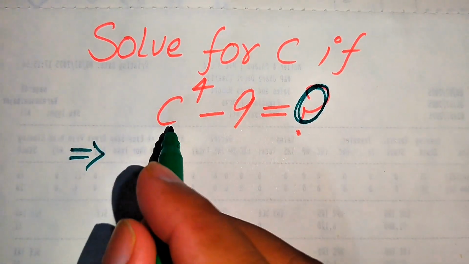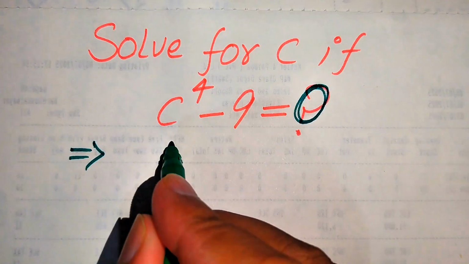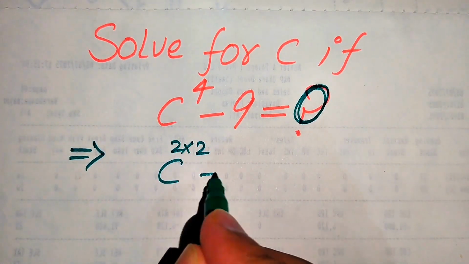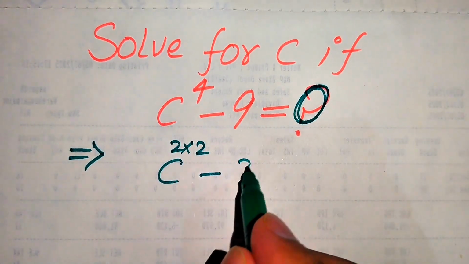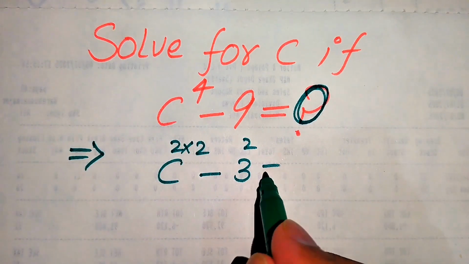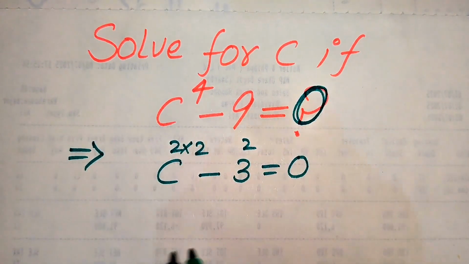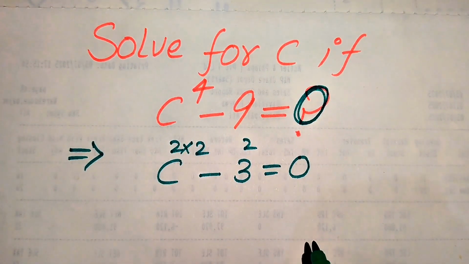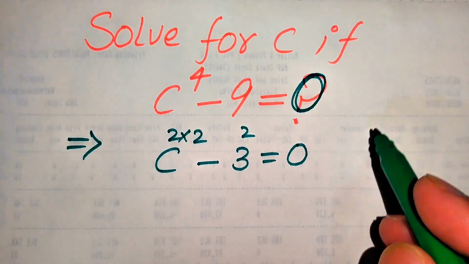First we rewrite this equation as c to the power of 4, and we write this 4 as 2 multiplied by 2, minus 9, which we write as 3 square, and this whole equation equals 0. And now in the next step we use the exponent law.